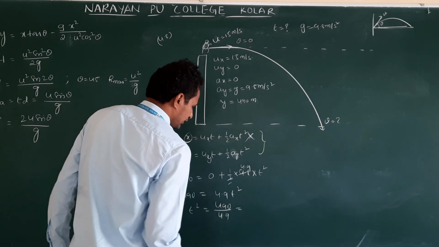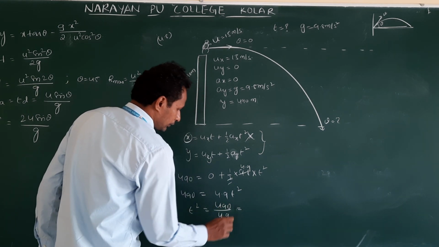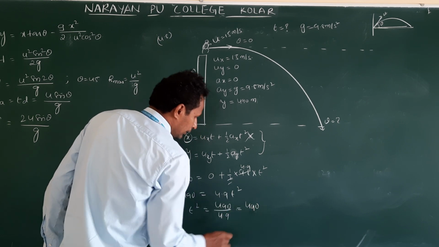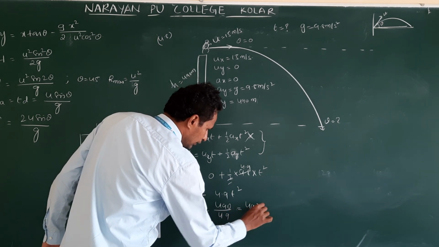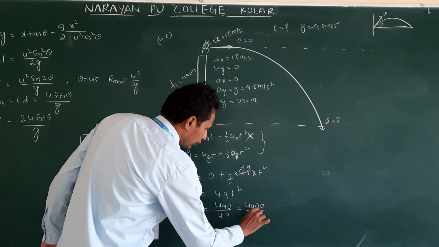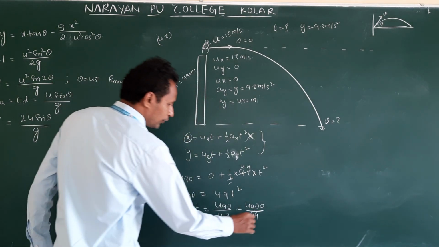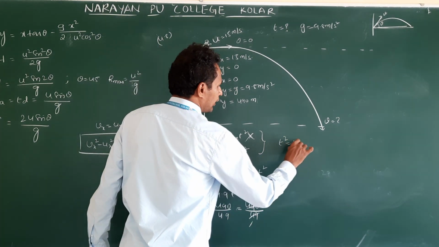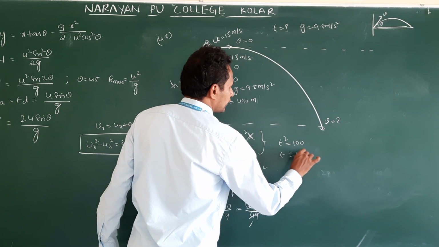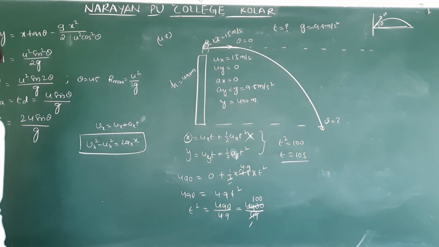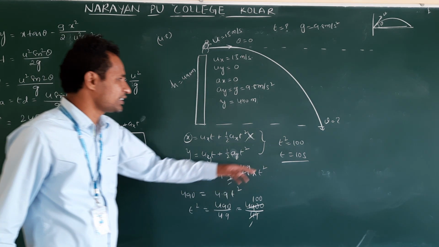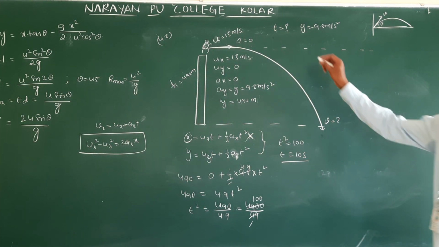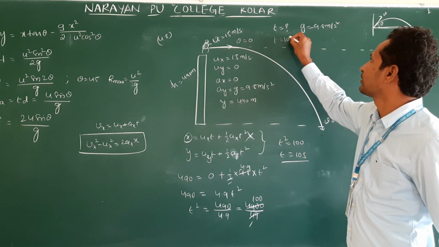This we will write: 490, another 0 comes here, and this is 49. 49 ones, 49 hundreds. So t square is equal to 100. T is equal to 10 seconds. Clear? Now how many seconds does it take to reach the ground? 10 seconds. So t we got. T how many seconds? 10 seconds.